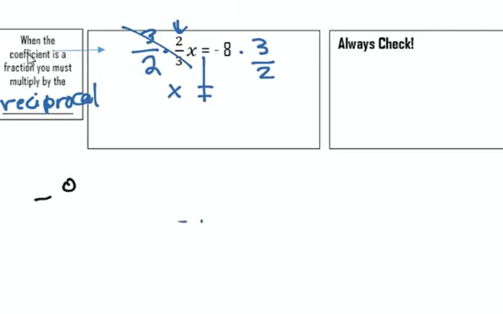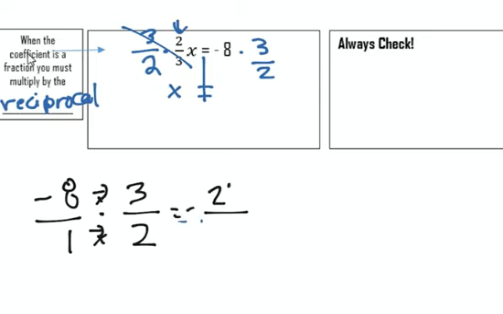So if I do negative 8 times 3 over 2, it's usually helpful to put a 1 underneath that 8, because remember, it doesn't change the value. Negative 8 divided by 1 is still negative 8. So now we can multiply straight across. So negative 8 times 3 is negative 24, and 1 times 2 is 2. So we have x equals negative 24 divided by 2. But we can simplify that further, because negative 24 can be divided by 2. So my final answer would be negative 12, because negative 24 divided by 2 is negative 12.